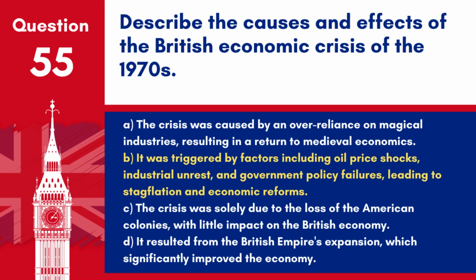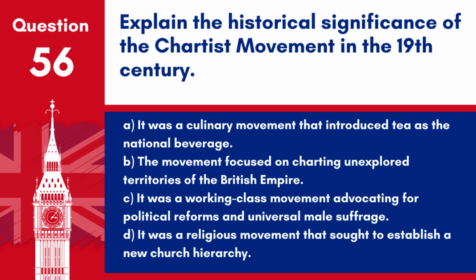Answer. B. It was triggered by factors including oil price shocks, industrial unrest, and government policy failures, leading to stagflation and economic reforms. The 1970s economic crisis was a challenging period for the UK, leading to significant changes in economic policy and the beginning of neoliberal reforms. Question 56. Explain the historical significance of the Chartist movement in the 19th century.